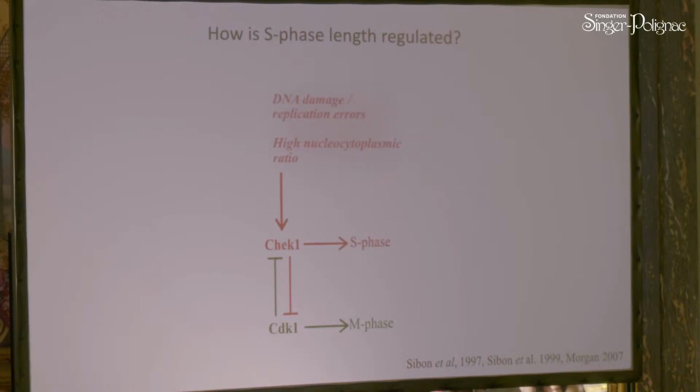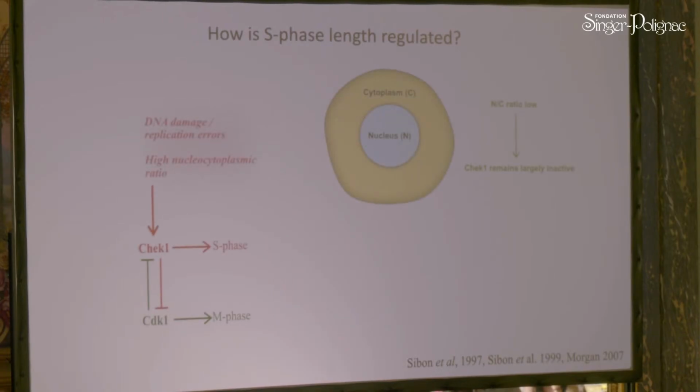Now, the idea is that when the nucleocytoplasmic ratio is low, then Chk1 remains largely inactive. And if you have a high nucleocytoplasmic ratio, meaning that the cells are bigger and the nucleus remains the same size, then Chk1 slows down the cell cycle.